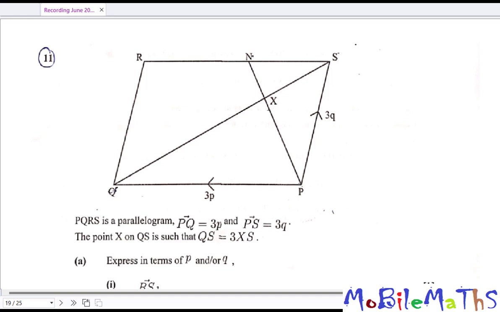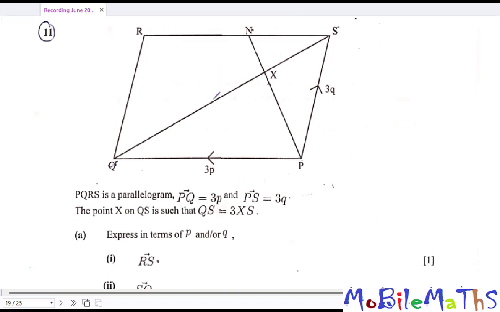Okay, now guys, let's answer question number 11. Number 11, we have got this vector. We are told PQRS is a parallelogram. So that is very, very important information. What it means is that we have got some sides that are parallel to each other. If I have this arrow here going this way, it means this is also going this way. And if I have this side, it means I also have this side like that. Okay, so that is very important.